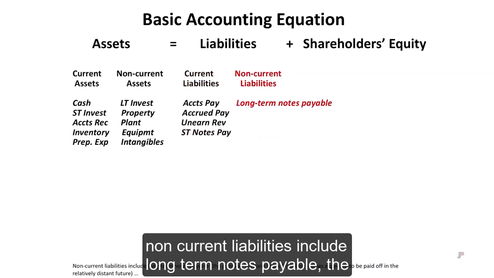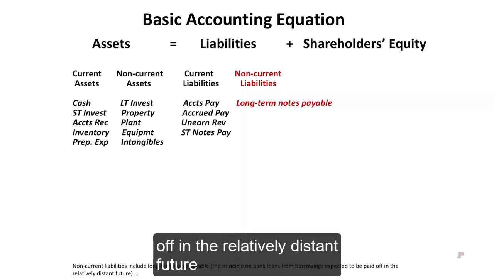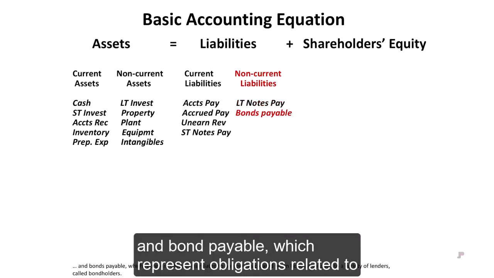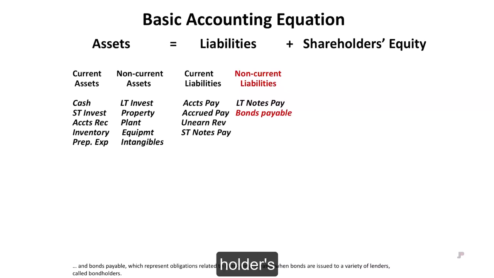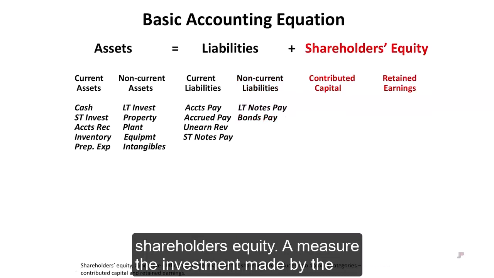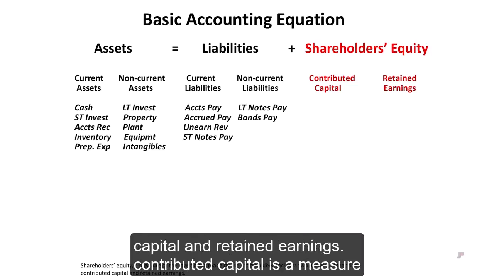Non-current liabilities include long-term notes payable, the principal on bank loans from borrowings expected to be paid off in the relatively distant future, and bonds payable, which represent obligations related to borrowings created when bonds are issued to a variety of lenders called bondholders. Shareholders' equity, a measure of the investment made by the shareholders, includes 2 account categories: contributed capital and retained earnings.